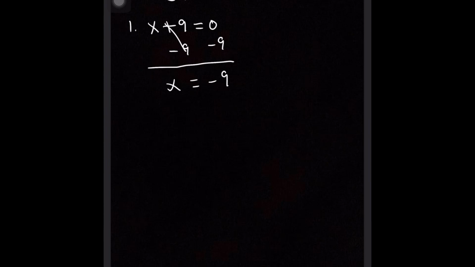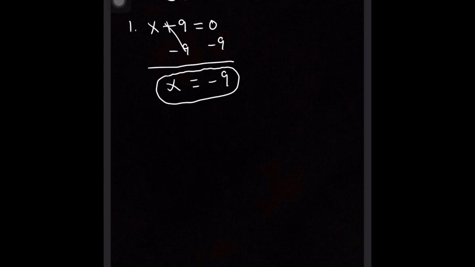And so that's what our x is going to equal in this equation. x is going to equal negative 9, okay? And so what's important, again, is that we want to get x by itself to figure out what x's value is, all right? So let's go and work on another one, okay?